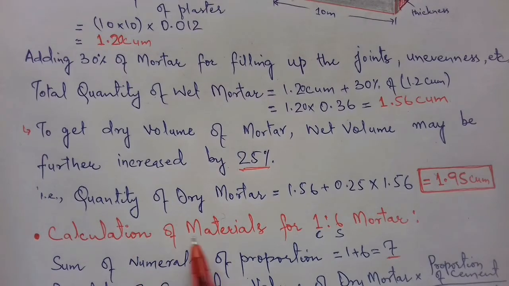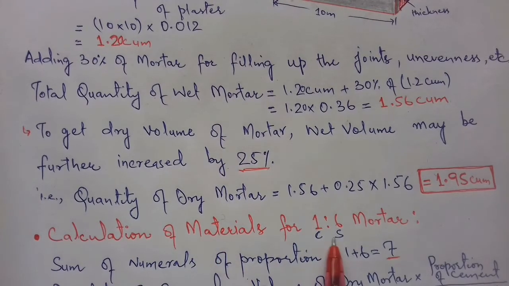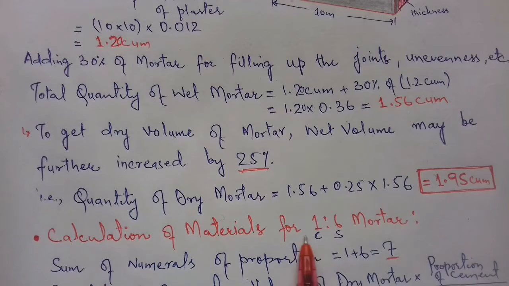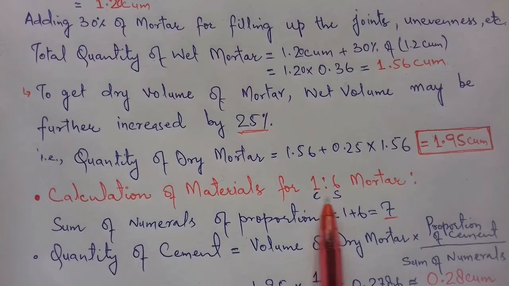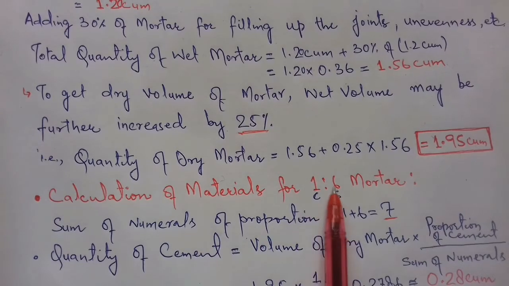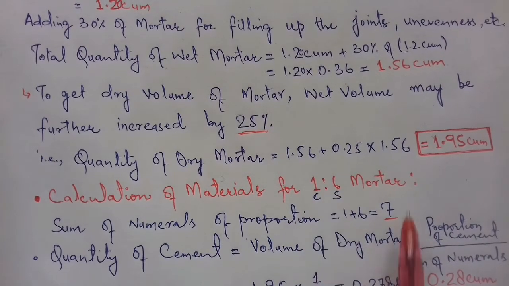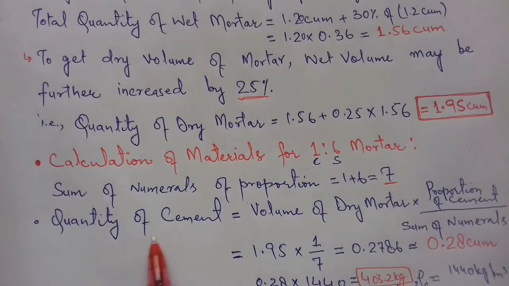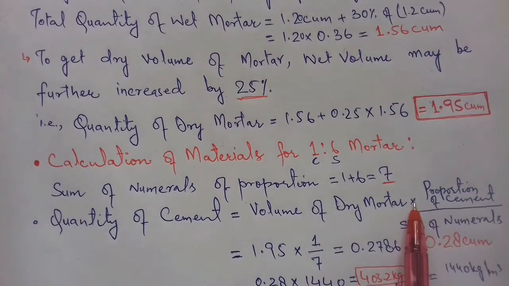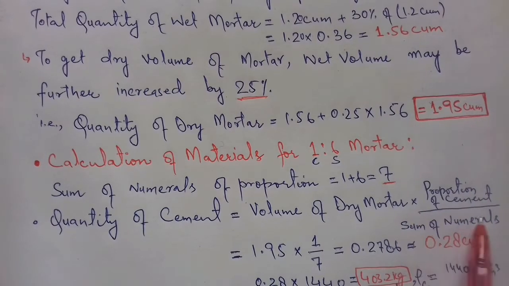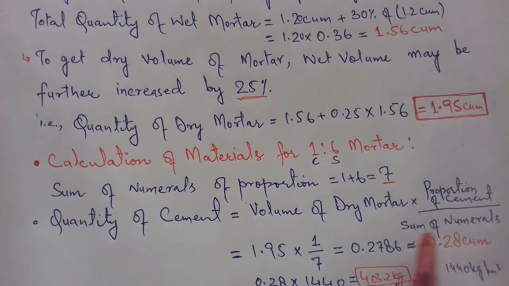Now we need to calculate materials, that is cement and sand, for this mortar having ratio 1:6, that is, the proportion of cement is 1 and the proportion of sand is 6 by volume. So the sum of numerals of this proportion is 1 plus 6, that is 7. Now using the formula, quantity of cement is equal to the volume of dry mortar multiplied with the proportion of cement divided by the sum of numerals of proportion.